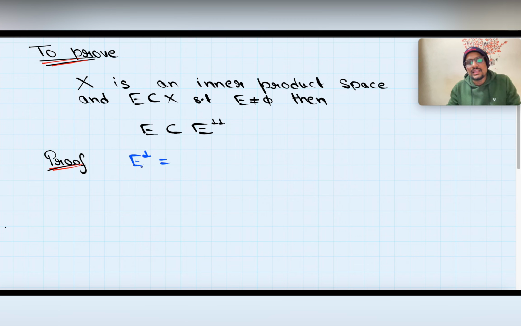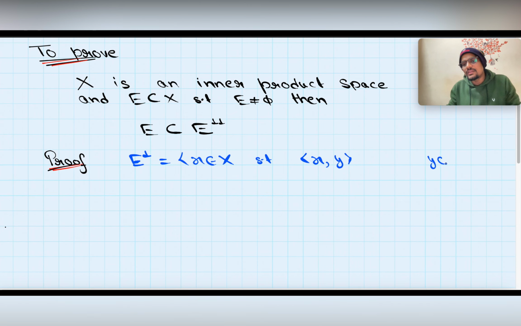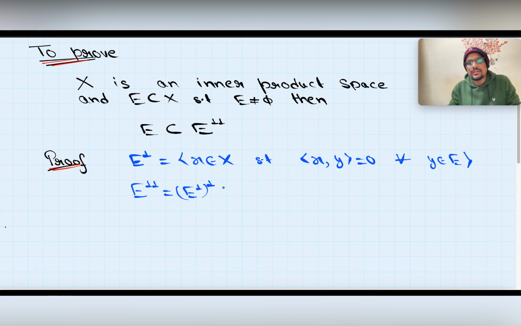E⊥ is also called the orthogonal complement of E, and it is the collection of all X belonging to the space such that if we take the inner product of this X with any Y where Y is in E, it gives us 0, and this is true for all Y belonging to E. In similar fashion, E⊥⊥ is defined.